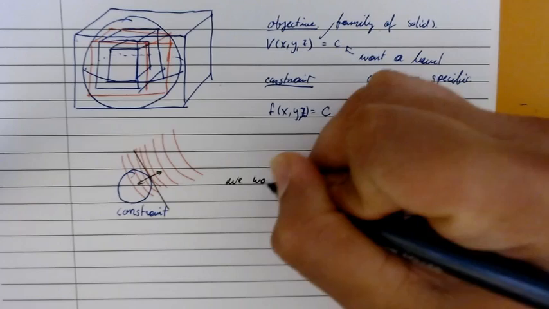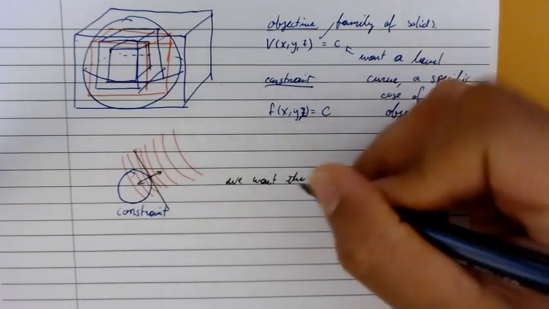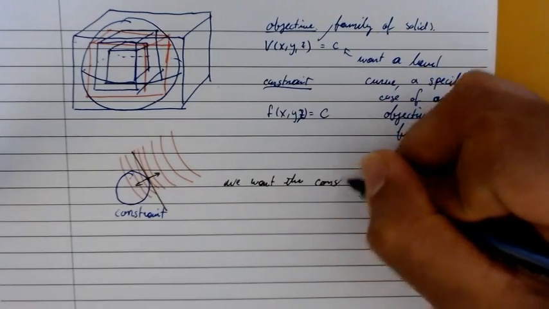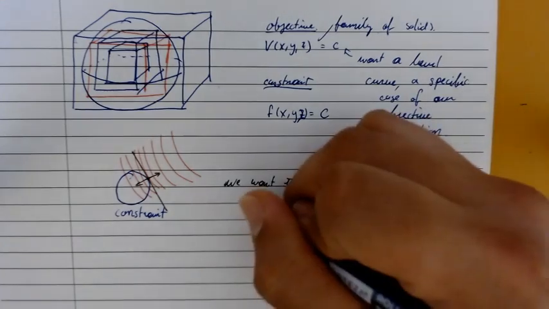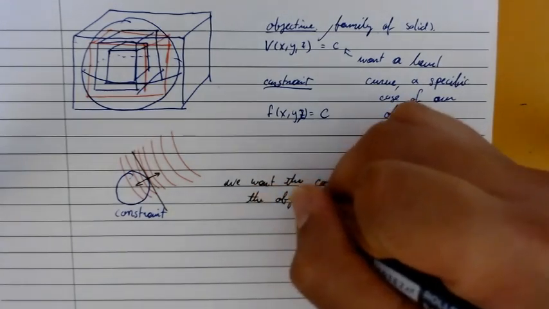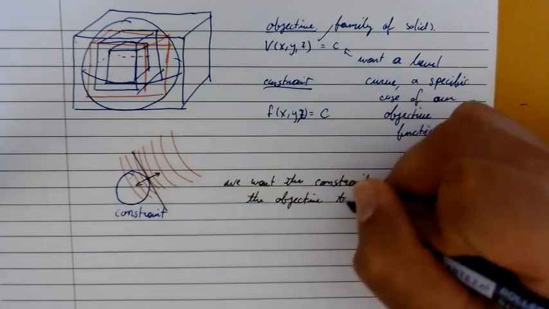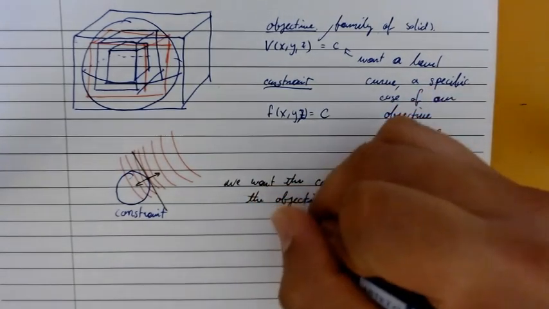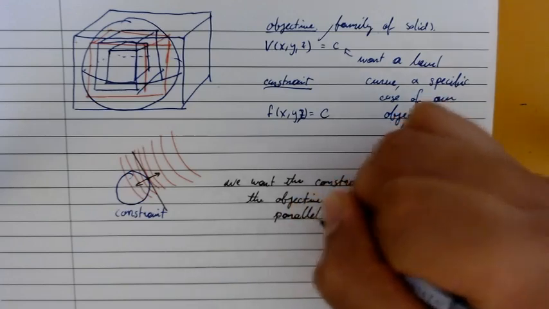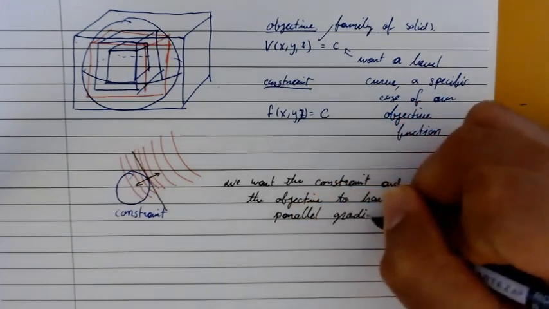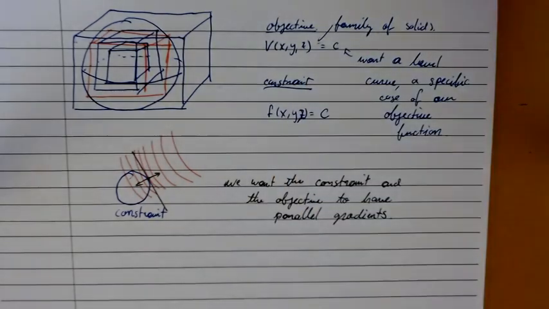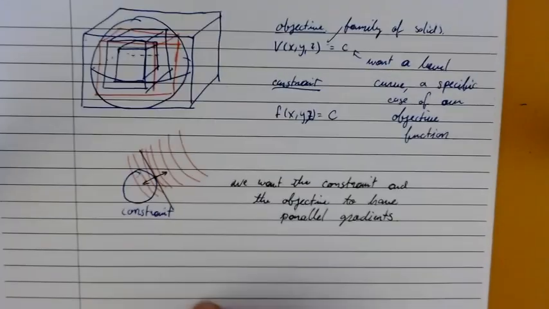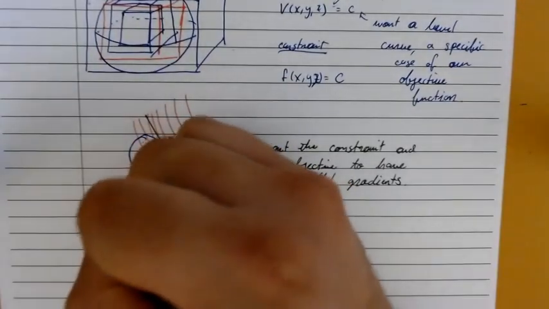So then I want to have my gradients be parallel to each other. We want the constraint function and the objective function to have parallel gradients. This is by no means any kind of proof. This simply motivates our following theorem. But then we can prove that theorem. So here we go, theorem.